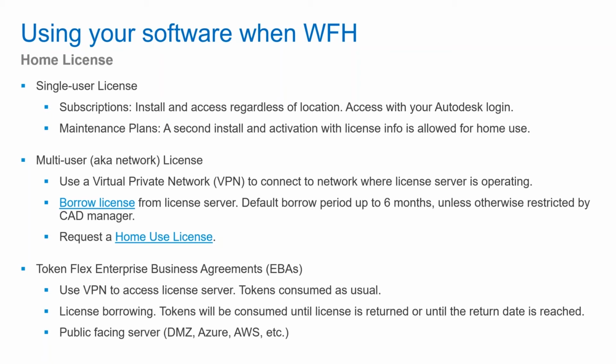First option is to use a virtual private network or VPN to connect to the network where your license service is running, for example, your office network. Then you can use your software as normal.